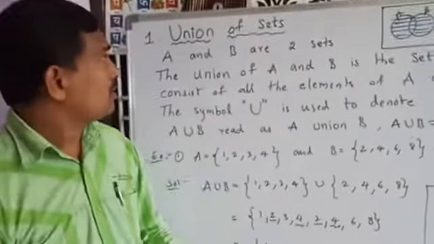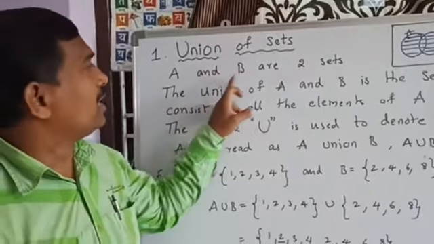Okay, let us see some problems on universal set. See, union of sets: A and B are two sets.